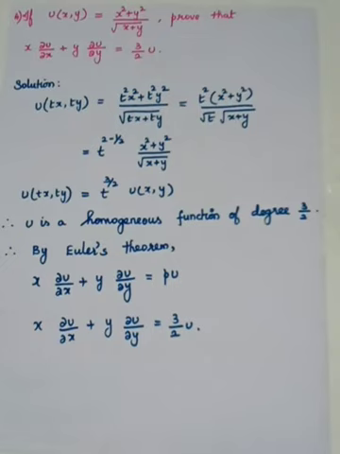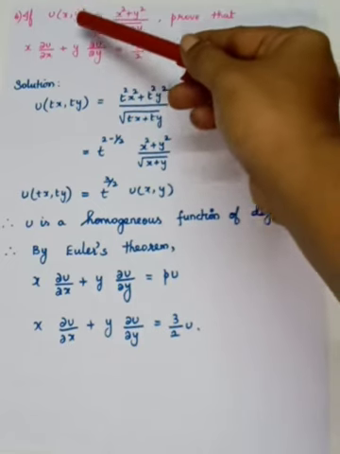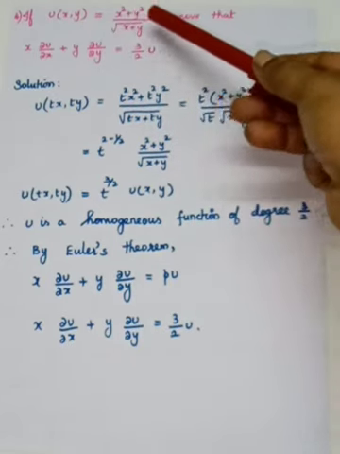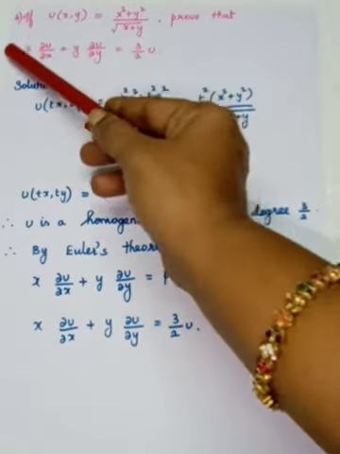If u of x comma y is equal to x squared plus y squared divided by square root of x plus y, prove that... Okay, so u is given. You have to check whether u is homogeneous or not. Why am I going for the homogeneous? You look at the result.